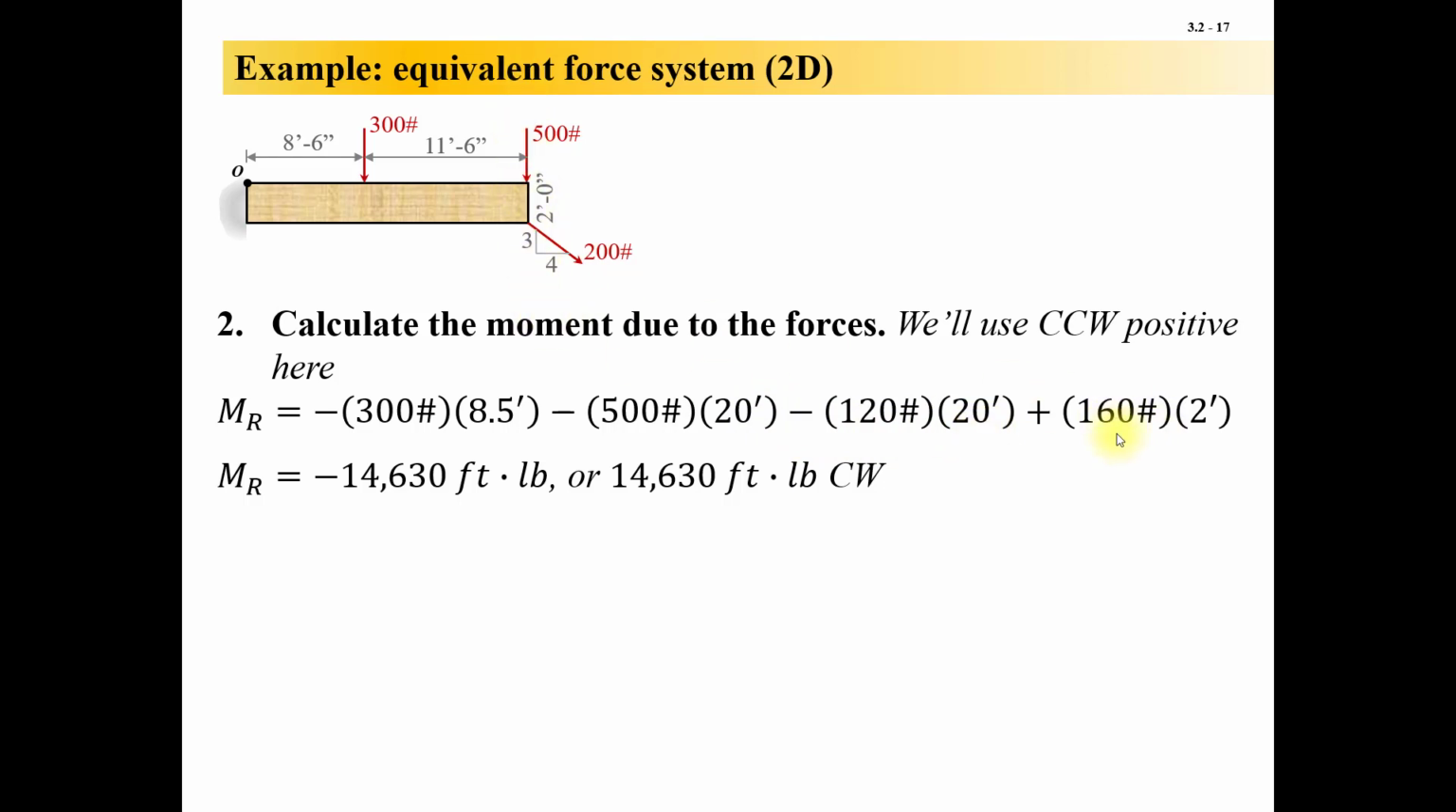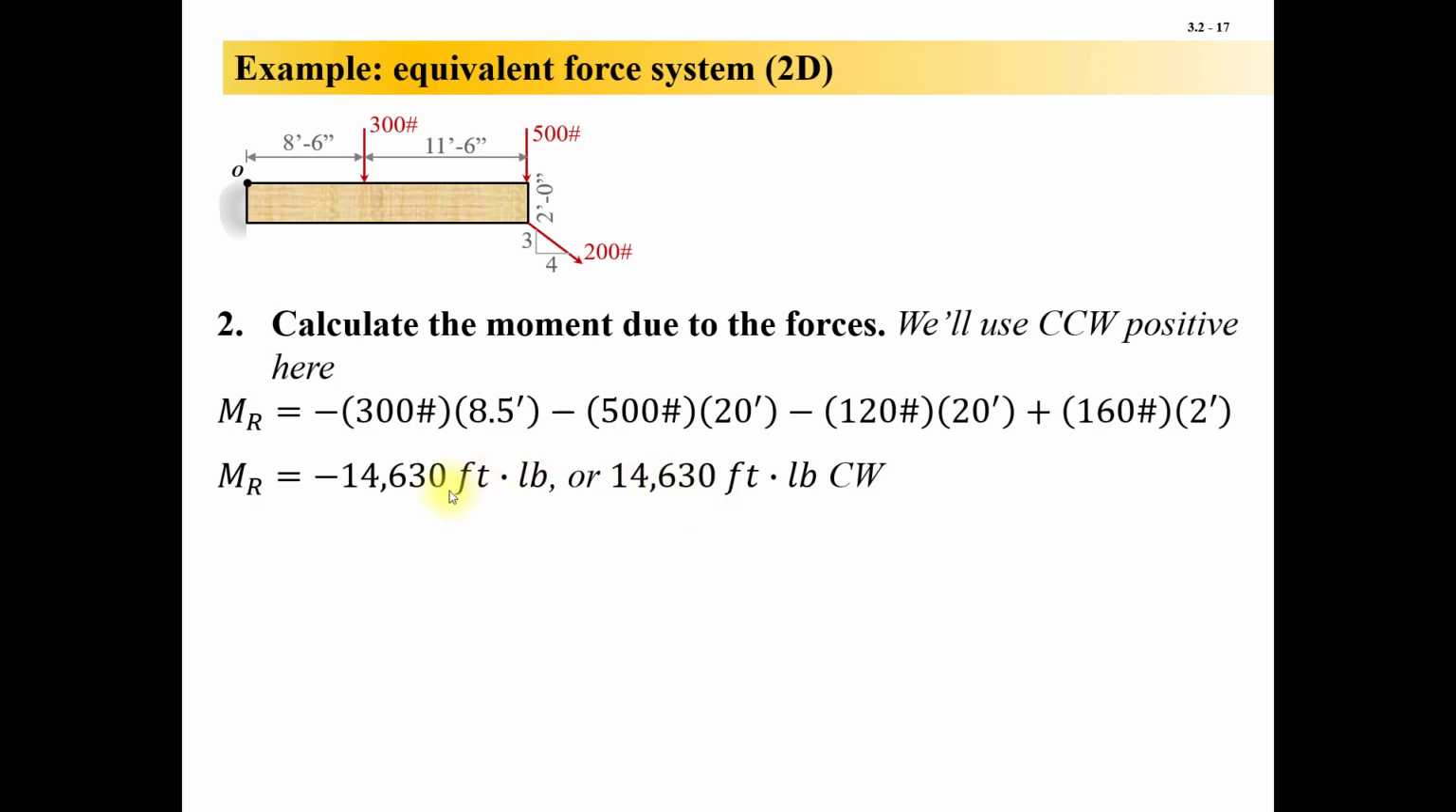And then I've got the x component acting down here at 2 feet. Keep in mind that x component is really right there. And so that's causing a counterclockwise moment about O, right? And so this one will be positive. So it's plus 160 pounds times 2 feet. You do all that math and you get minus 14,630 foot-pounds, or 14,630 foot-pounds clockwise.